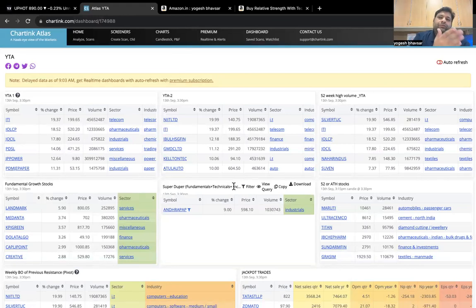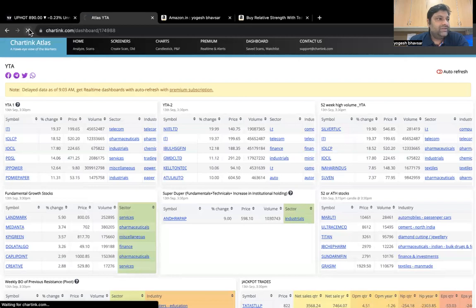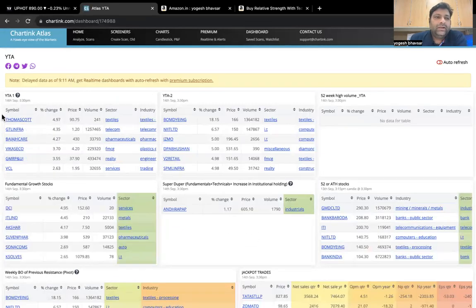Now, let's go series-wise. What are the different parameters that I have selected? Let me refresh because the market has just started. Can you see YTA1 and YTA2? These are two technical parameters that I have. There are different parameters on this, but these two are totally based on technical analysis, on the basis of the EMA, how the volumes are building, and how the stock is performing in the live market.